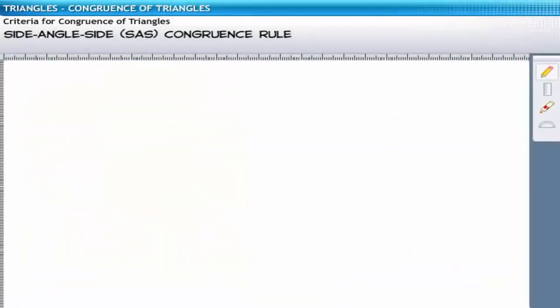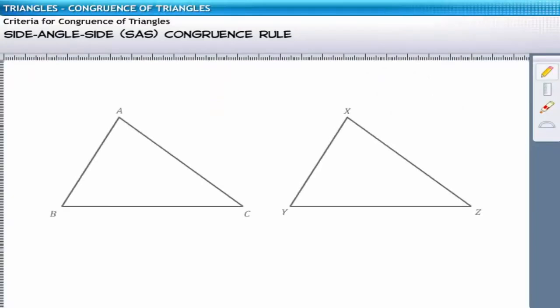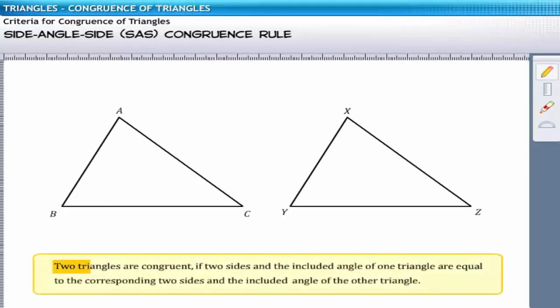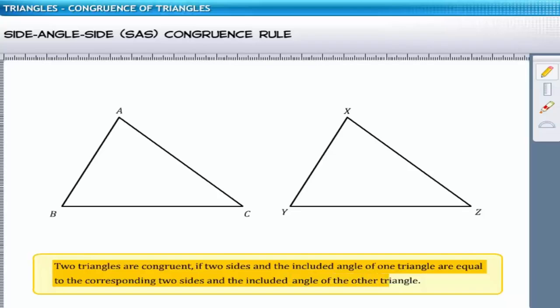Let's begin with the side-angle-side congruence rule. Two triangles are congruent if two sides and the included angle of one triangle are equal to the corresponding two sides and the included angle of the other triangle. This criterion is referred to as the side-angle-side or SAS congruence rule.